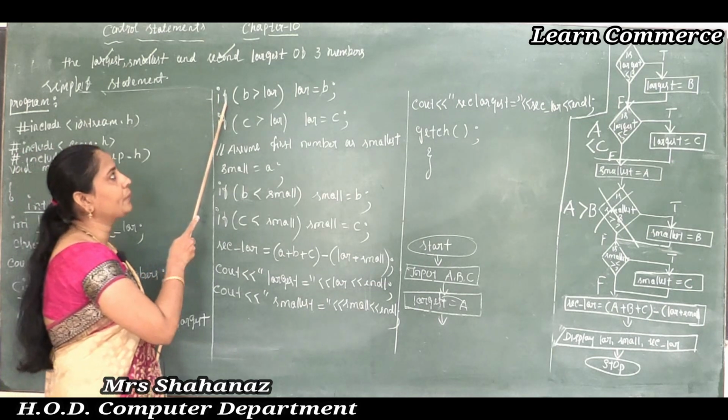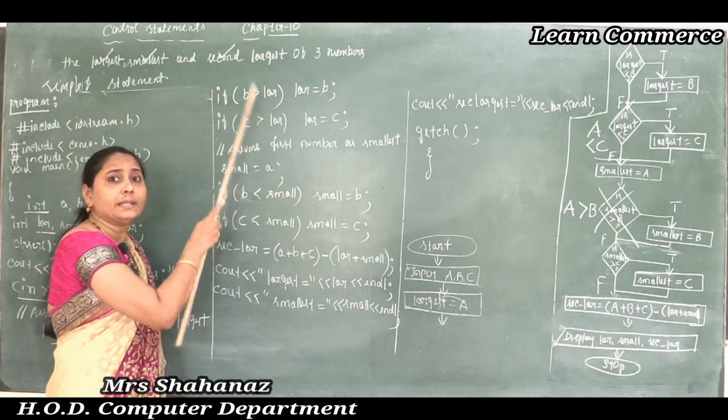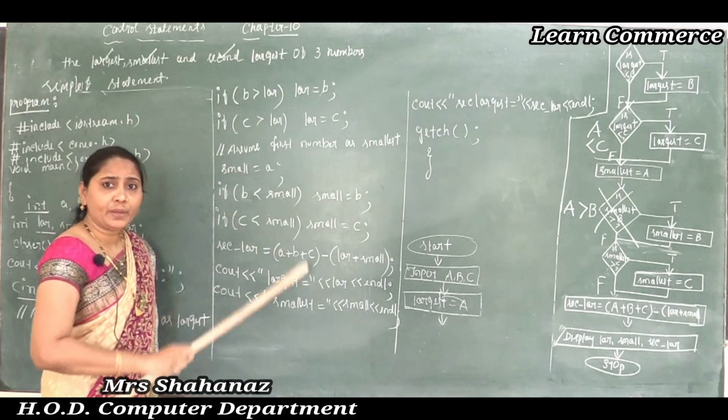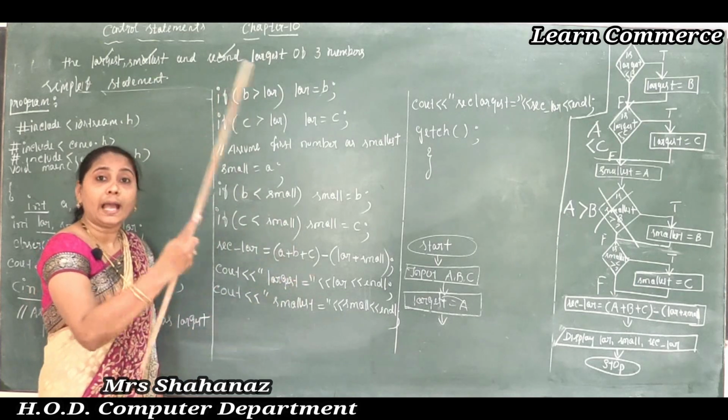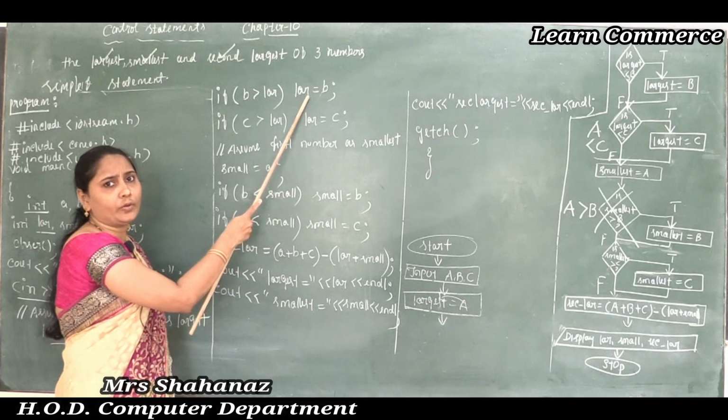Later, next one I am using the condition: if b value greater than large. Okay? The b value is greater than large? Then this statement is going to display: large value is equal to b.